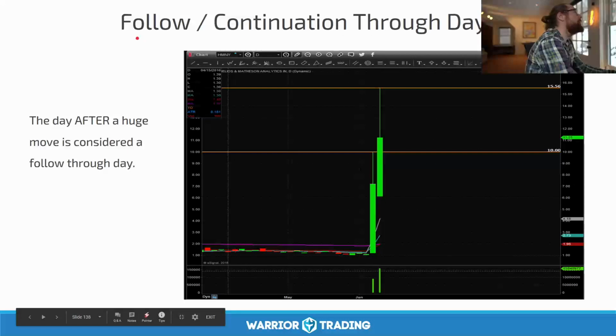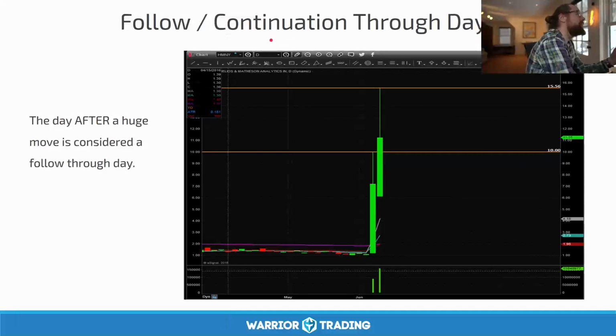So the follow and continuation days, this is an expression that you'll hear me use, and it's when we're looking at a stock breaking the previous day's high.